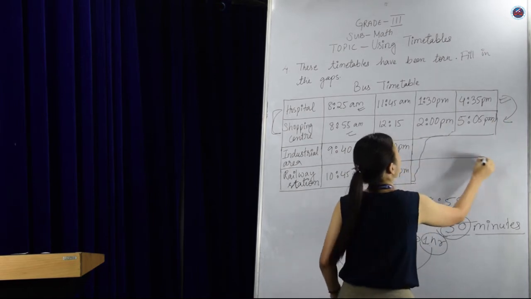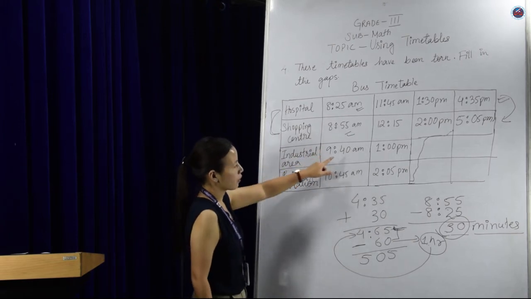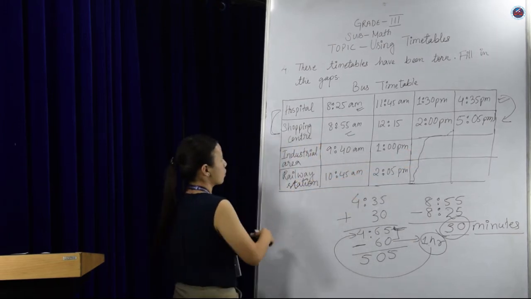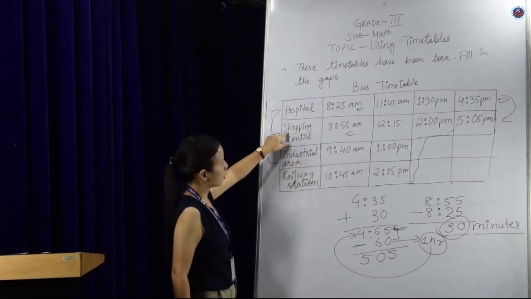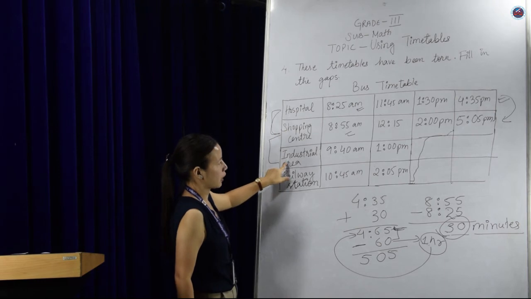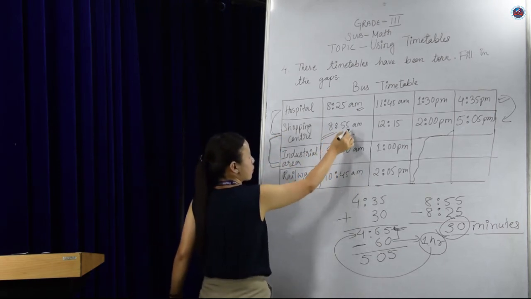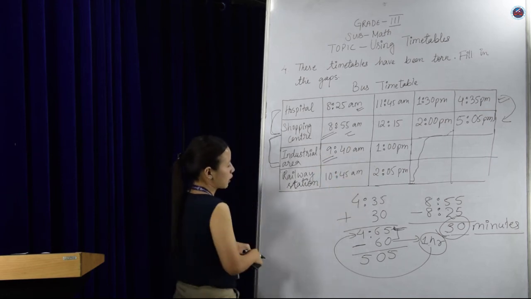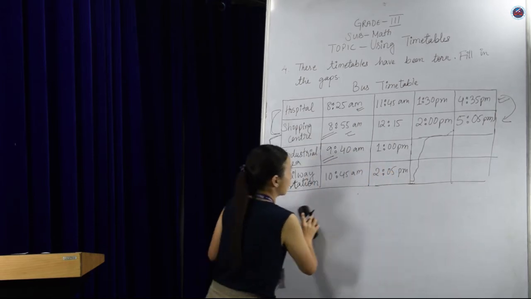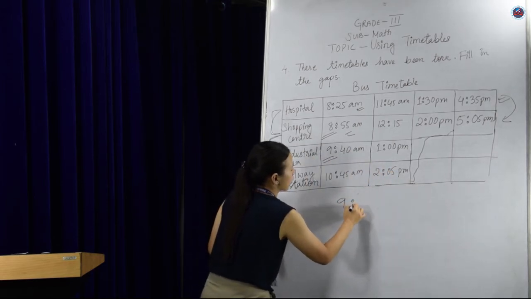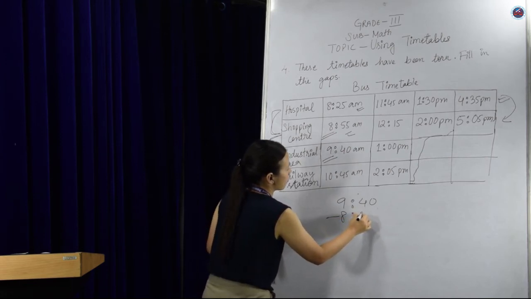Now let's find out for the next one. Now to find out for this third one, we have to find out how long the bus took to go from shopping center to industrial area. So it started at 8:55 and stopped at 9:40. So we're going to write 9:40 first, and then minus it with 8:55.